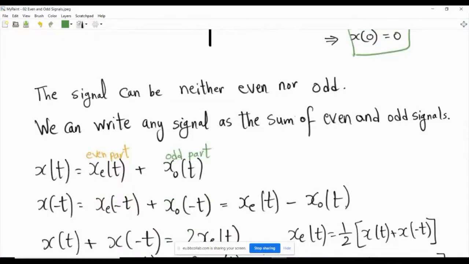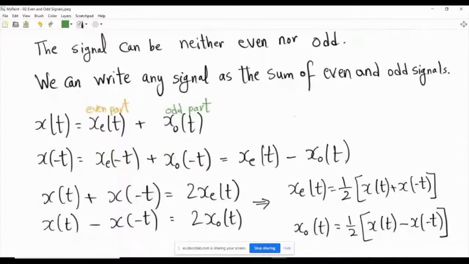Now, if you have a general signal, you can write it in terms of an even part and an odd part. Those parts will be useful in Fourier analysis. We'll study, for example, what happens if you take the Fourier transform of an even signal, an odd signal, an even real valued signal, and so on. So this will come. But for now, keep in mind that any arbitrary signal can be written as a sum of two signals.